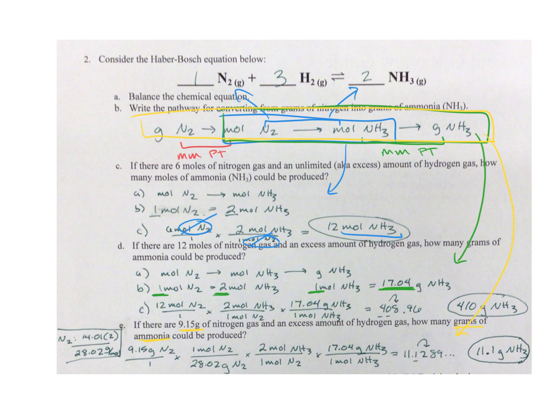So if you follow the units, moles of nitrogen cancel, and then moles of ammonia cancel, and so you should be left with grams of ammonia if you do the math all the way across. 12 times 2 times 17.04 gives you 408.96. And if you round it to two significant figures, it should end up 410 grams of ammonia.